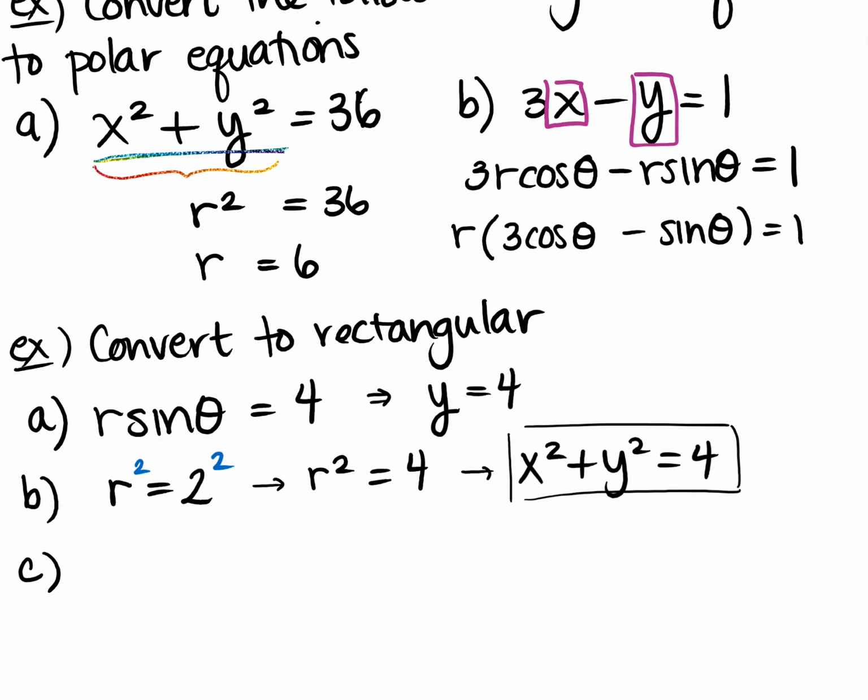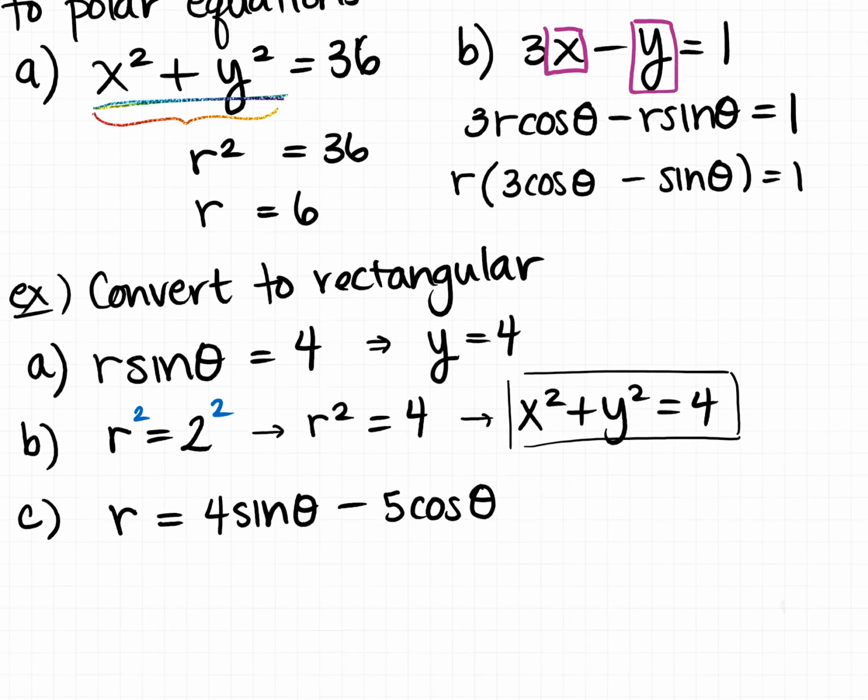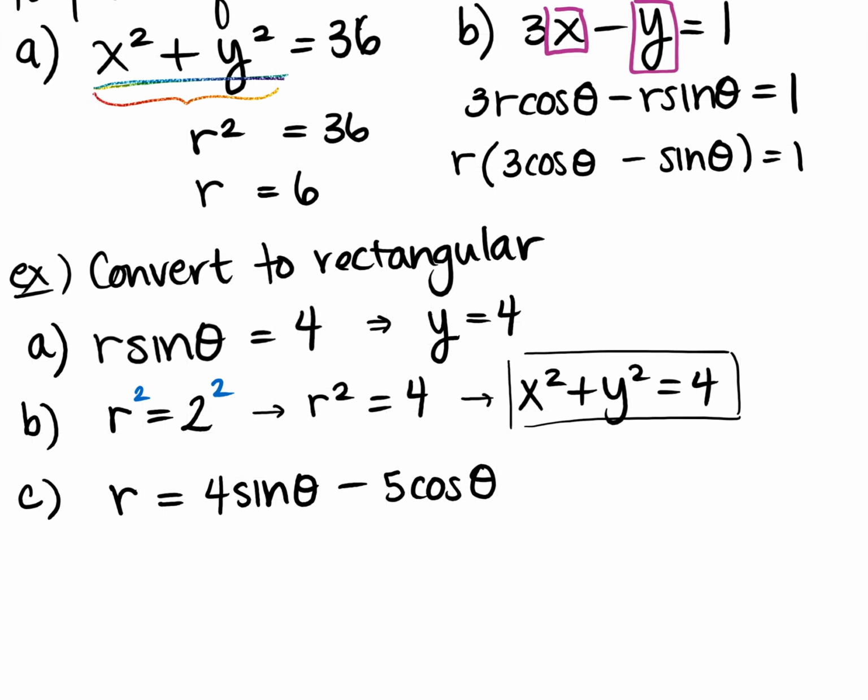And then I want to do one more, because this one can be a little bit tricky. What about something like r equals 4 sine theta minus 5 cosine theta? All right, this one's going to be a little bit more tricky. But let's see what we have going on here. Again, I have just a plain r. That's not going to help me too much. And what are we missing here from this guy right here?